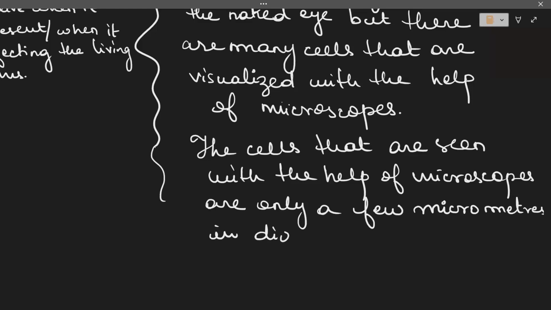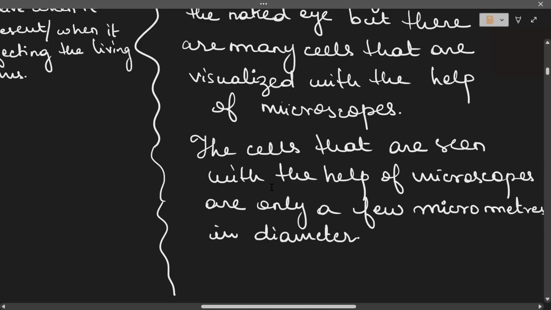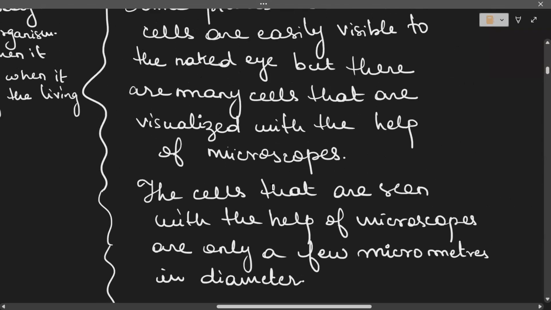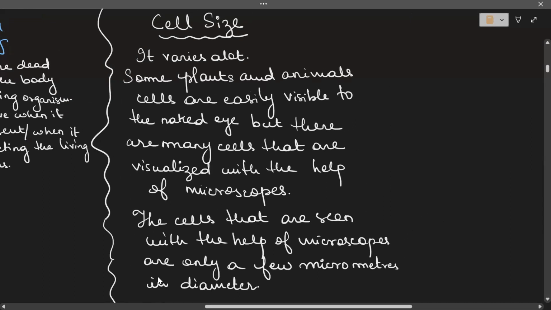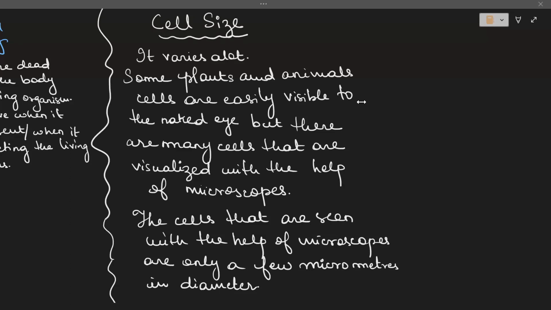This much is clear, students? They are so tiny that we cannot even see them normally. So we have to use the microscope to see them. This much is clear, students? All right, now you can note this down.